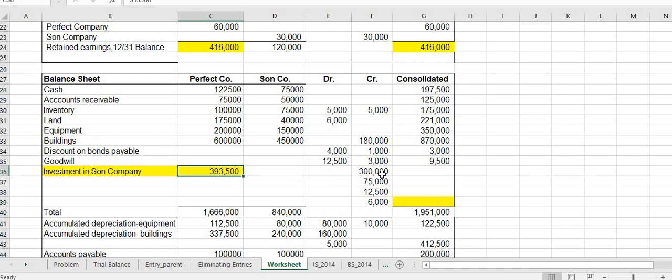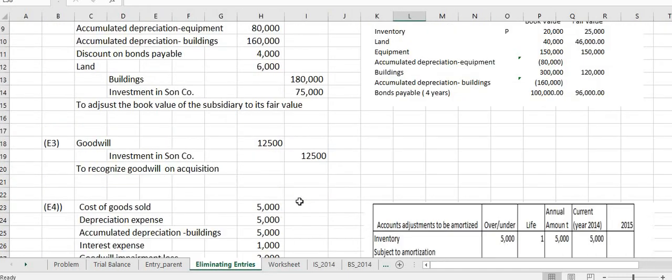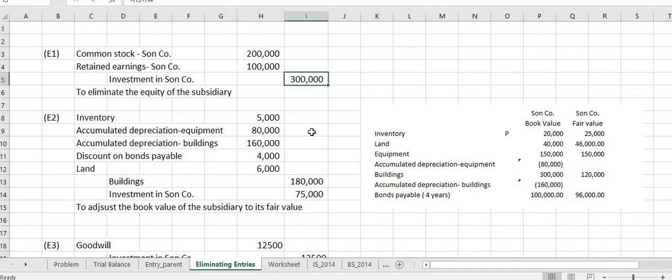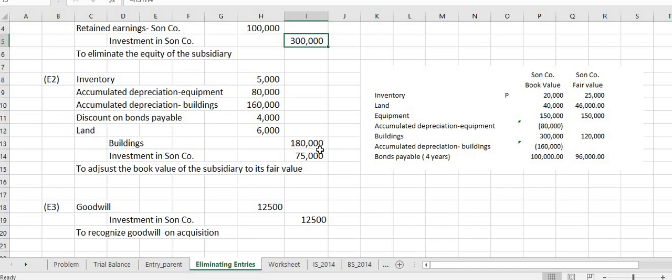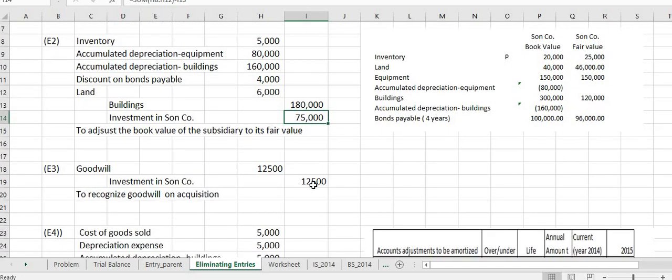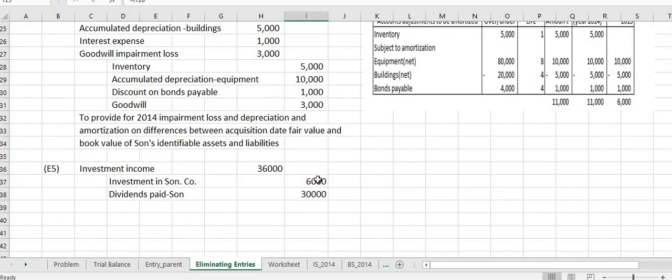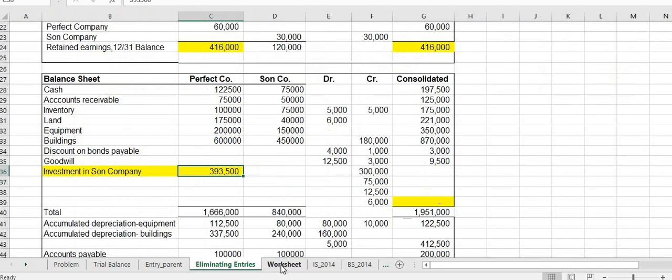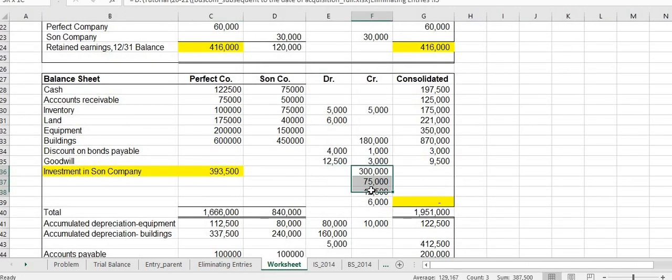So from our eliminating entries here, in the first entry we have credited 300,000, and then in the second entry we have credited 75,000. Also in the third entry we have credited 12,500, and then in the last entry we have credited 6,000. So that's actually total 393,500. So therefore, may eliminate yung investment account.